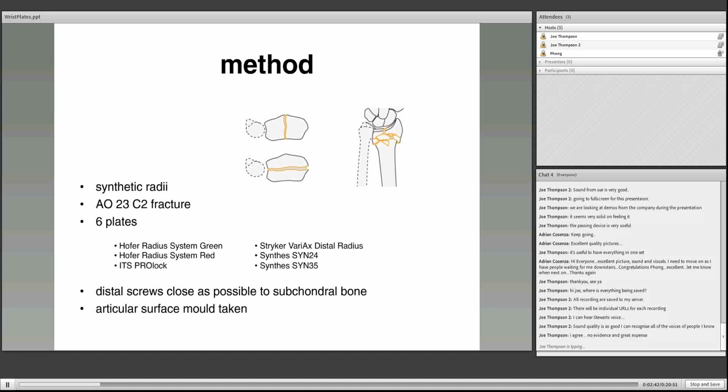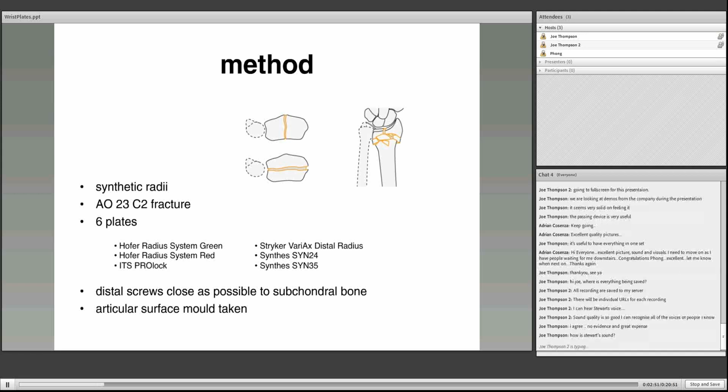Why do we fix these? Well, the principle is to reduce the fracture appropriately. The quality of the reduction and remaining dorsal angulation correlates directly with range of motion and function and return to normal activities following the injury. So, as I said, this is a biomechanical study.